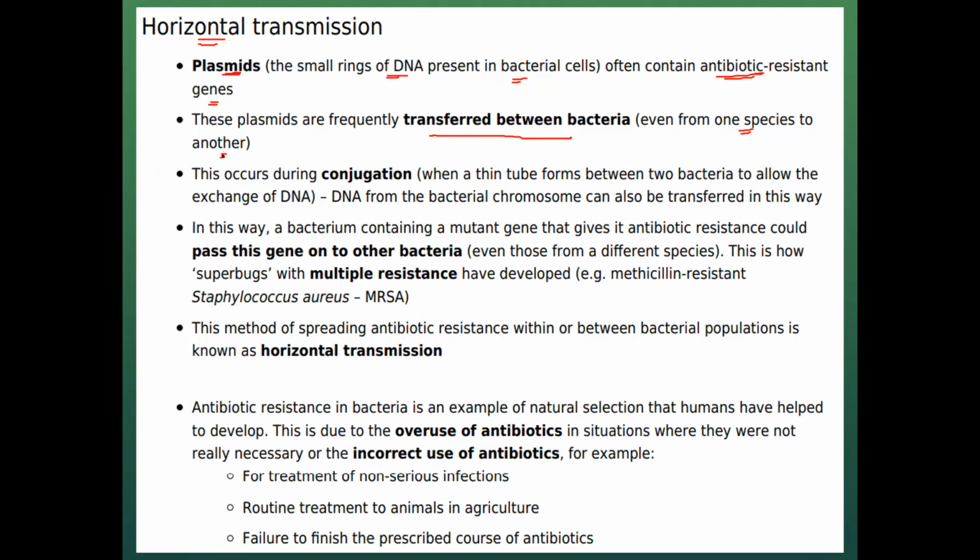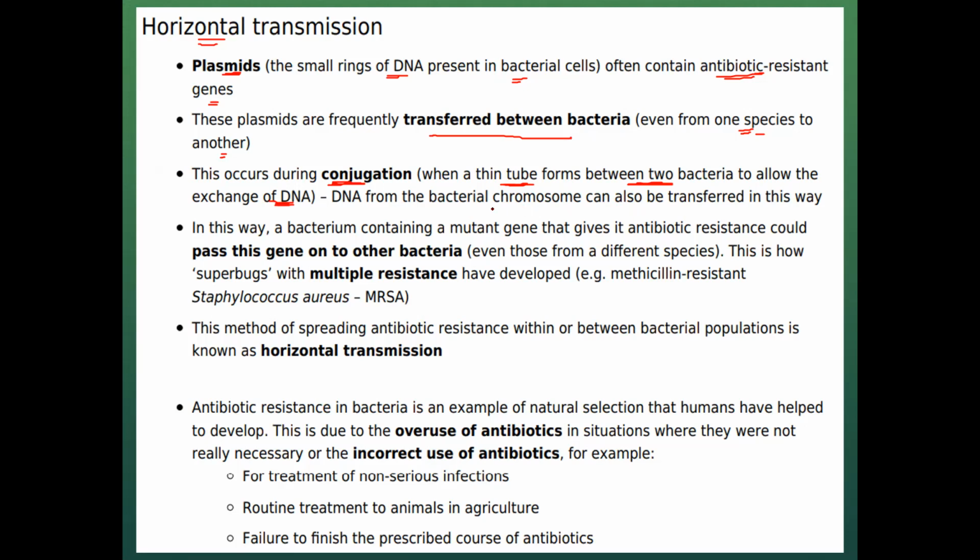So जैसे हम vertical में जब पढ़े थे, तो it is like bacterial cell और अपने daughter cells में transfer कर रहा है. यहाँ पे क्या हो रहा है, प्लाज्मिड्स के थ्रू plasmids are frequently transferred between bacteria even from one species to another, and the process in which this occurs is conjugation. ठीक है, so conjugation के अंदर क्या होता है, a thin tube forms between the two bacteria. So दोनों bacteria which can be of different species, the thin tube forms, ठीक है, and it allows the exchange of DNA. ठीक है, so DNA exchange हो जाता है इस tube के through.